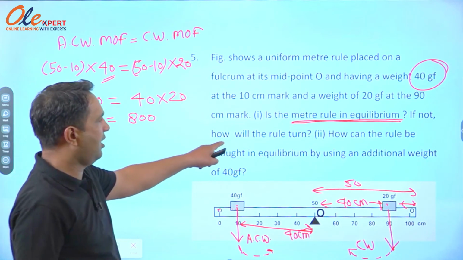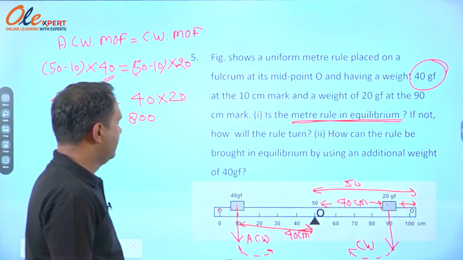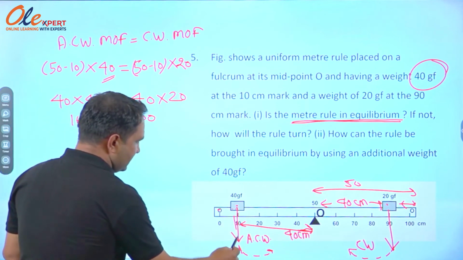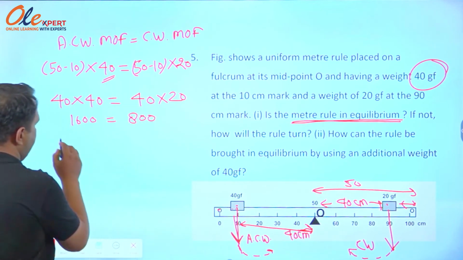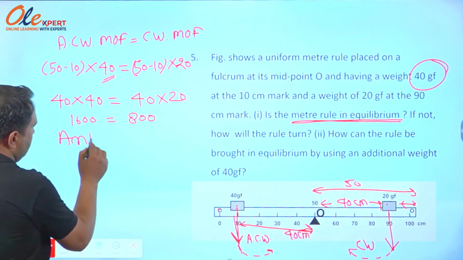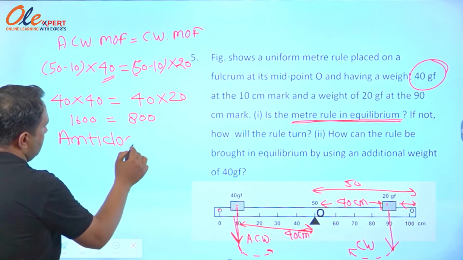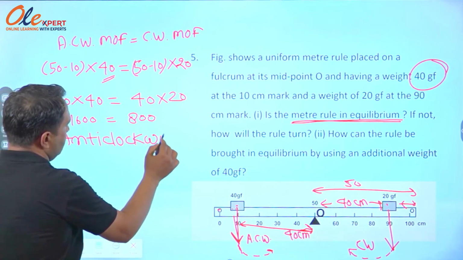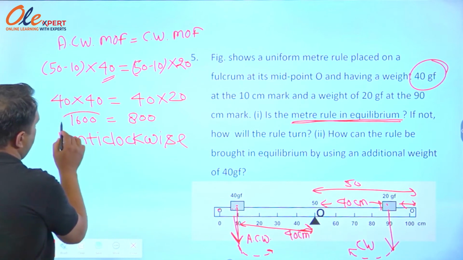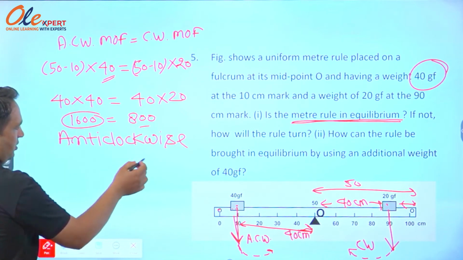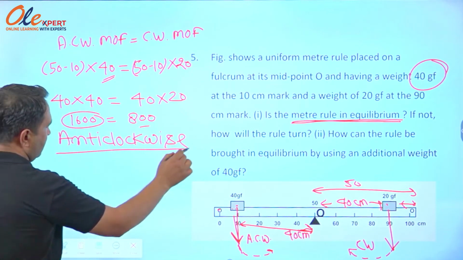If not, how will the rule turn? The rule will turn at this side, meaning anti-clockwise, because this is more than this. So the rule will turn anti-clockwise.